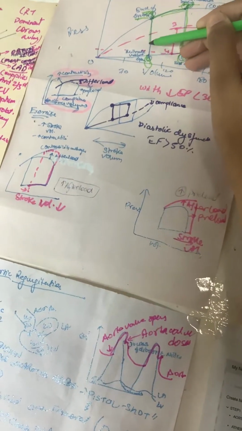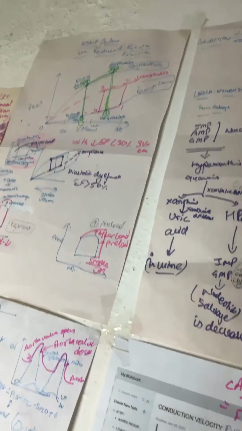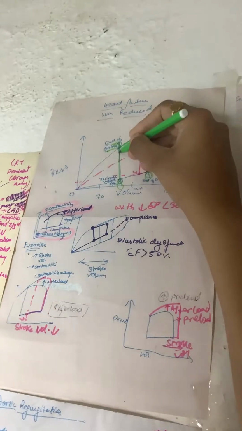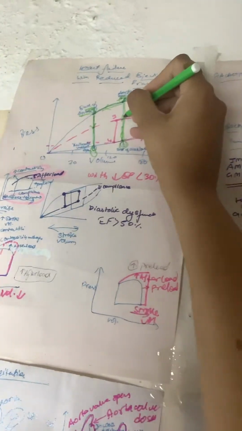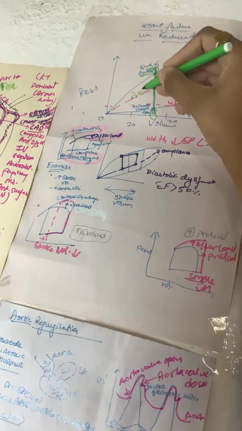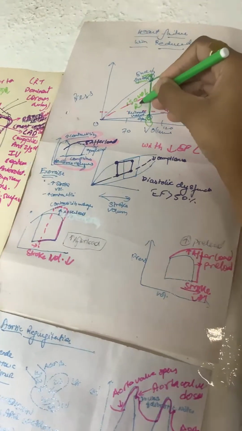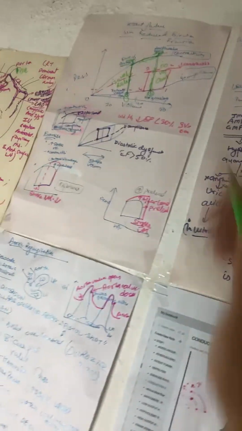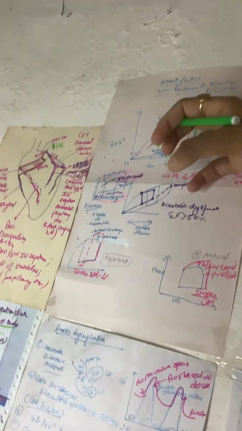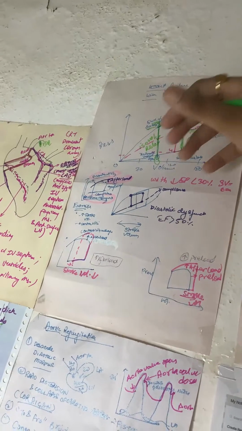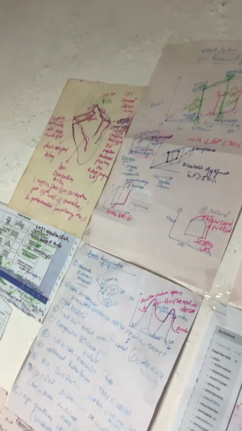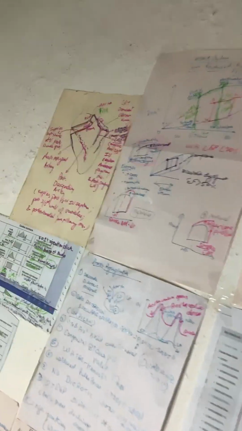Then there is an isovolumetric pressure decrease. So it is going like this, and like this. This is known as isovolumetric relaxation. This was isovolumetric contraction, right? Now this is isovolumetric relaxation. At this point the heart is filling with blood, but there is no change in volume. The pressure is still going down, and the volume is on the same level.